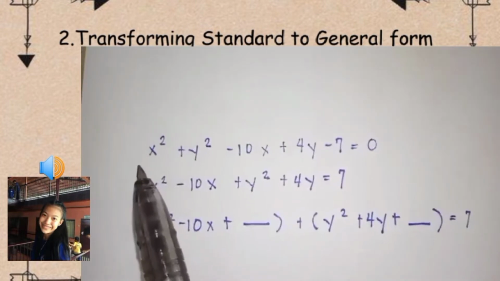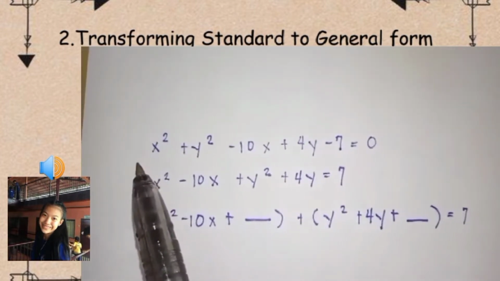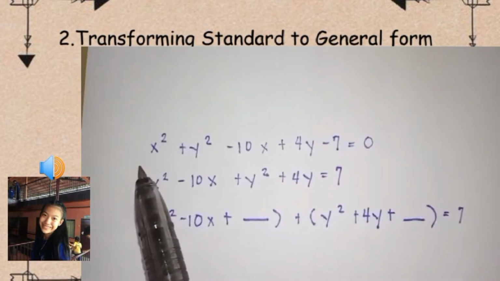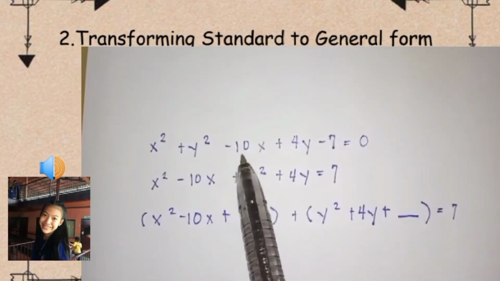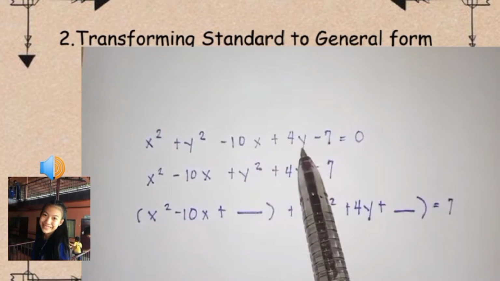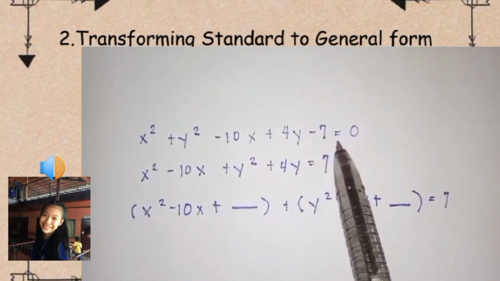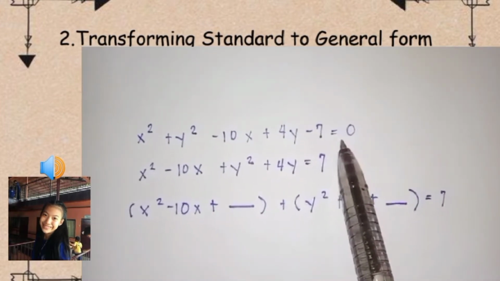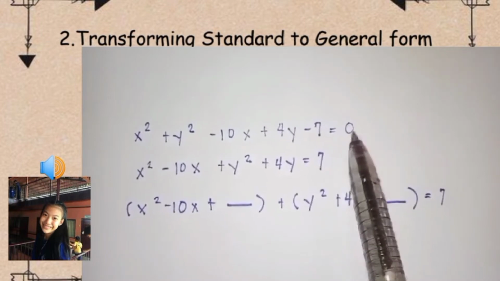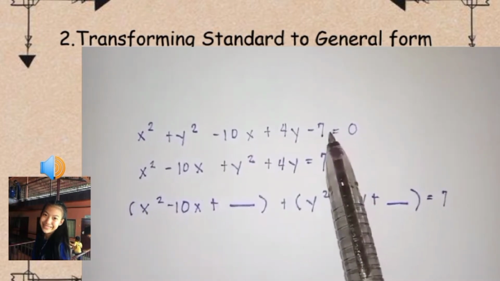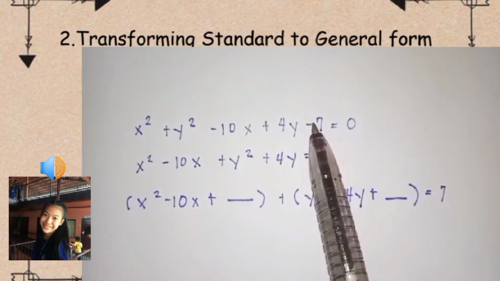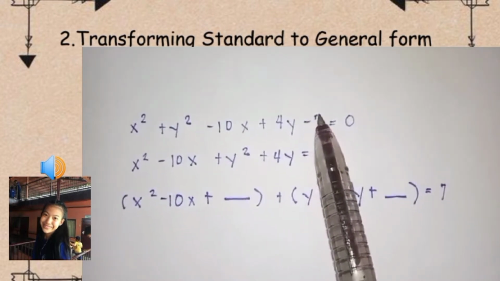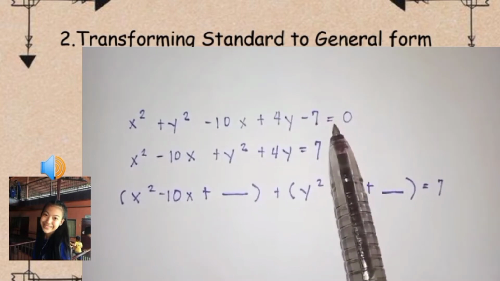Let us do example number 1. Transform the general form x squared plus y squared minus 10x plus 4y minus 7 is equal to 0 of a circle into standard form. Find the center and the radius. We can transform it by using completing the square, the lesson we had in grade 9. So let's solve this problem.